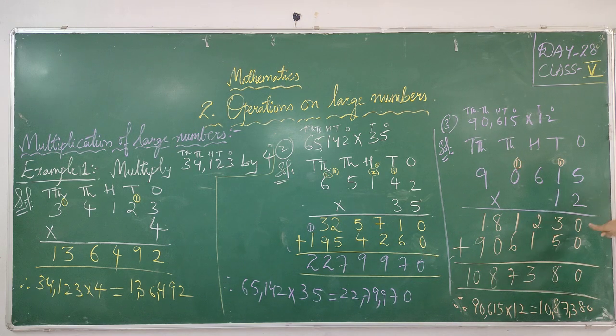See carefully. 2 5s are 10, 0 carry 1, 2 1s are 2. 2 plus 1, 3. 2 6s are 12. 2 carry 1. 2 zeros are 0. 0 plus 1, 1. 2 9s are 18. I am leaving one space because I completed one digit.